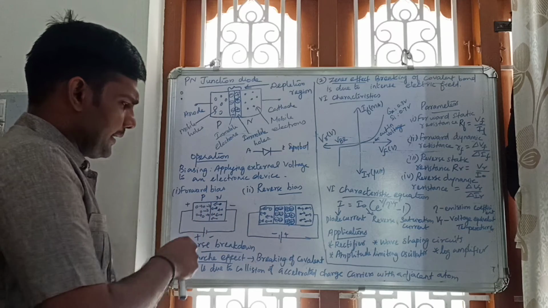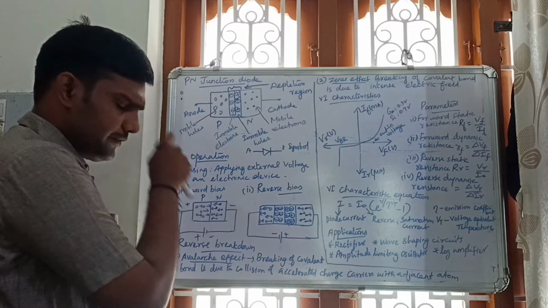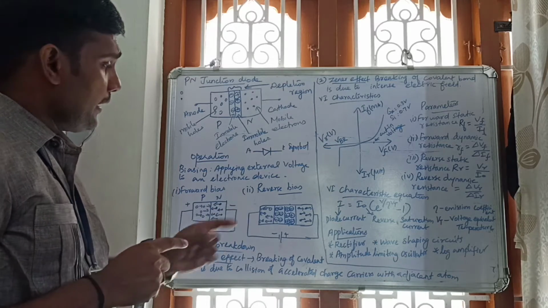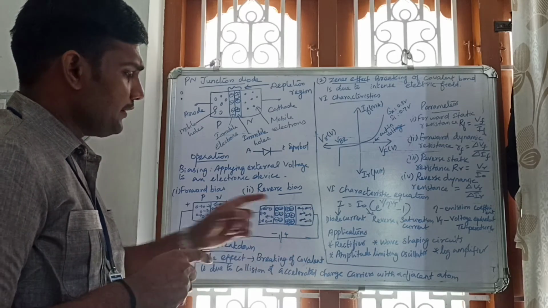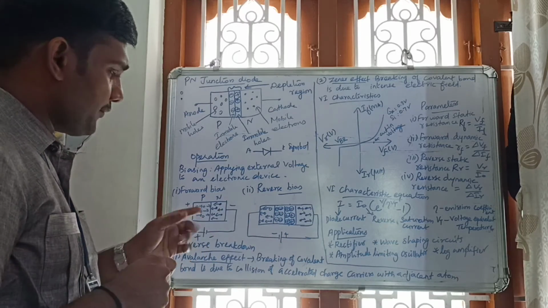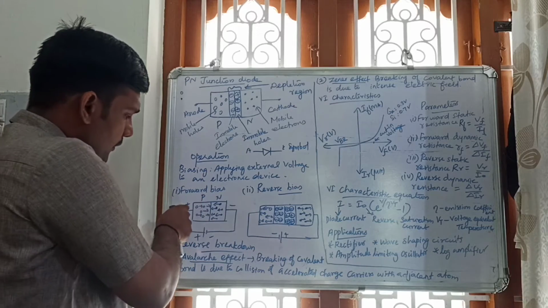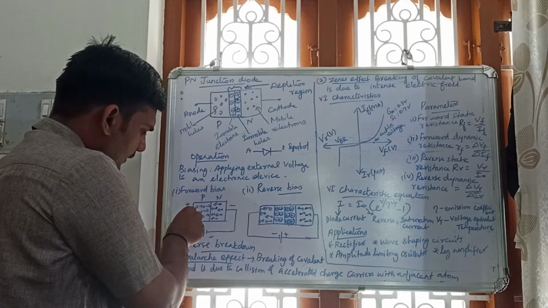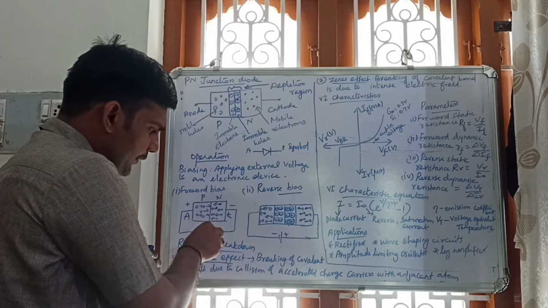In forward biasing, this is the anode terminal. Anode is connected with positive, cathode is connected with negative. In reverse biasing, anode is connected with negative, cathode is connected with positive. That's the difference. Now just see the forward bias. Anode is connected with the positive terminal of the battery, cathode is connected with the negative terminal of the battery.